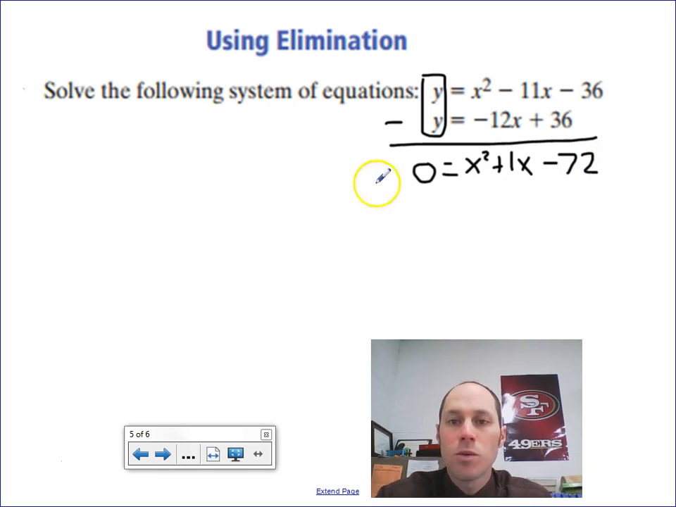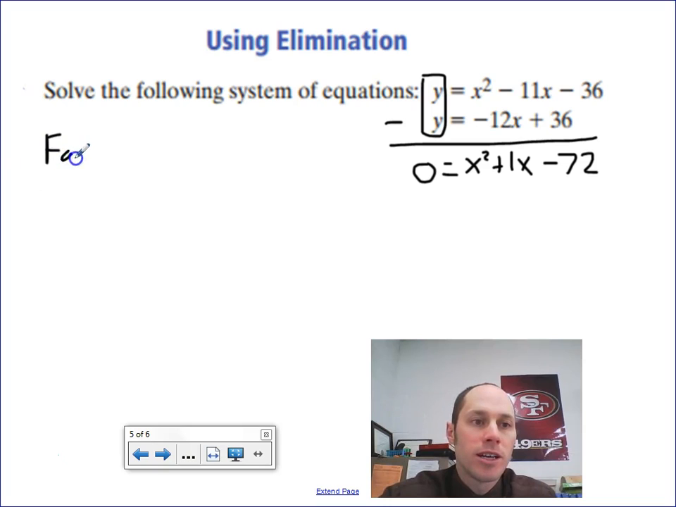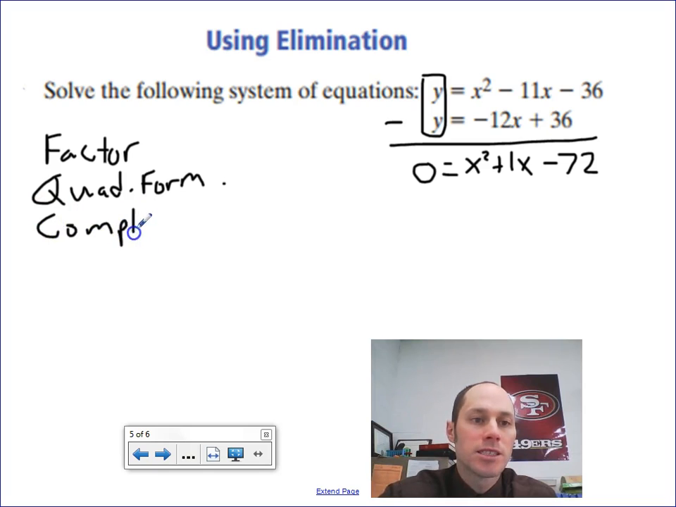Notice I've got a quadratic equation left over, and it's equal to 0. So there's multiple ways to solve this. I could either factor it. I could use the quadratic formula. I could complete the square, or I could graph it now. So I have to decide which of these methods I'm going to use for this problem in order to solve for x. And then once I get x, I'll plug it back in and find y.